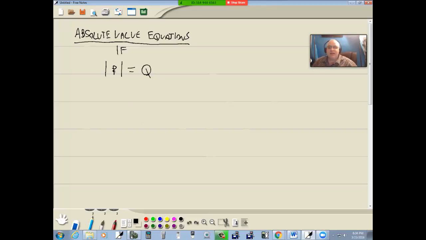Now the absolute value has to be by itself on the left side, nothing in front of it, nothing after it. Then you drop the absolute value, you set it equal to positive the other side, you drop the absolute value and you set it equal to negative the other side.